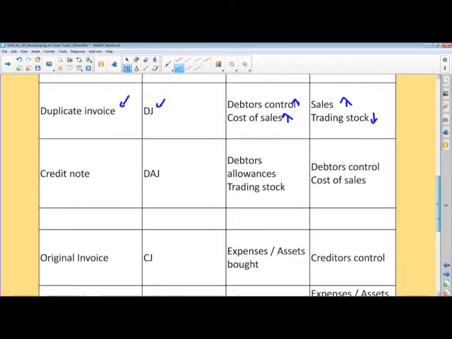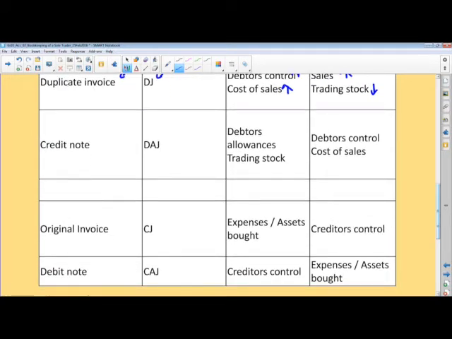Your debtors allowance journal will have a credit note. Your debtors allowances will go up. It's an expense. Trading stock, an asset, it will go up as well. It's on the debit side. Debtors control, an asset, will go down on the credit side. Cost of sales, an expense, will go down on the credit side.